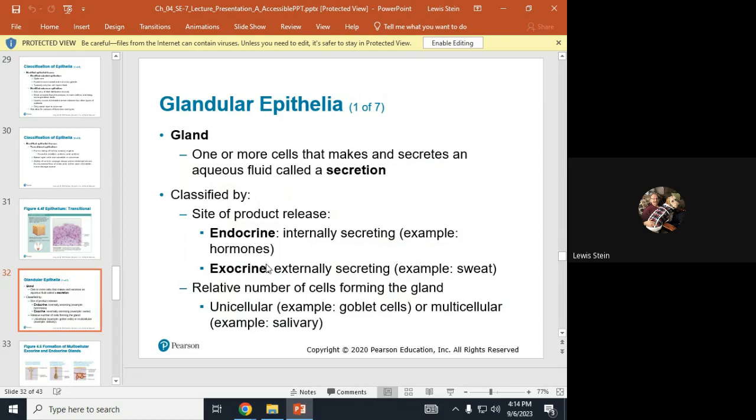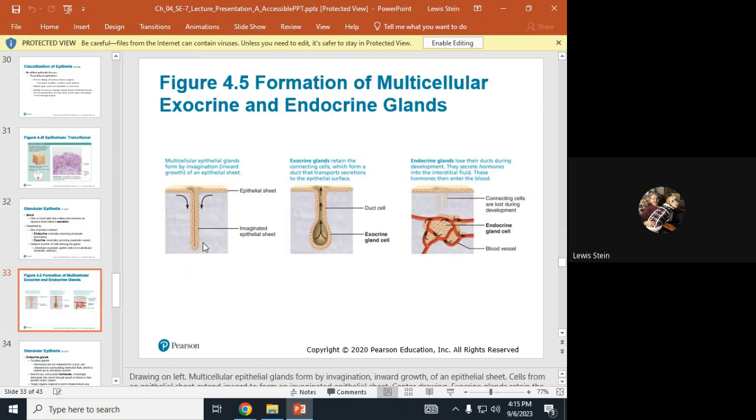So we are concerned now with exocrine, glands with a duct, versus endocrine, which are by definition ductless. Goblet cells are a unicellular exocrine gland. It's one cell, but it's a gland because it makes mucus. A typical salivary gland is multicellular. And so it's kind of what they look like.